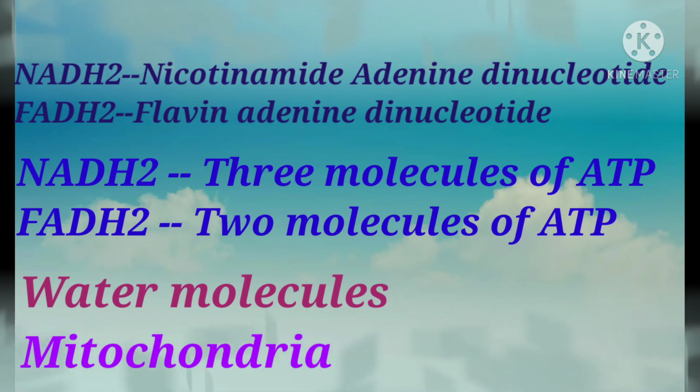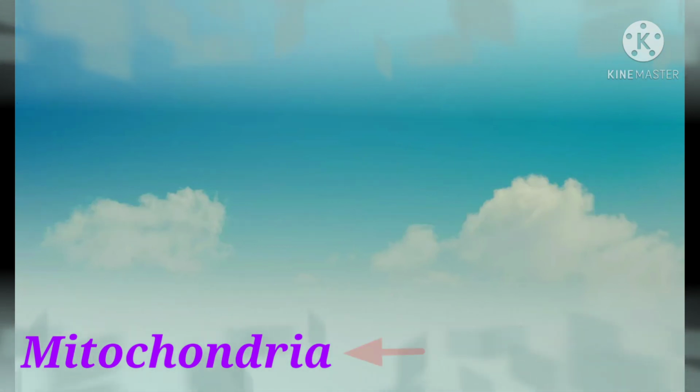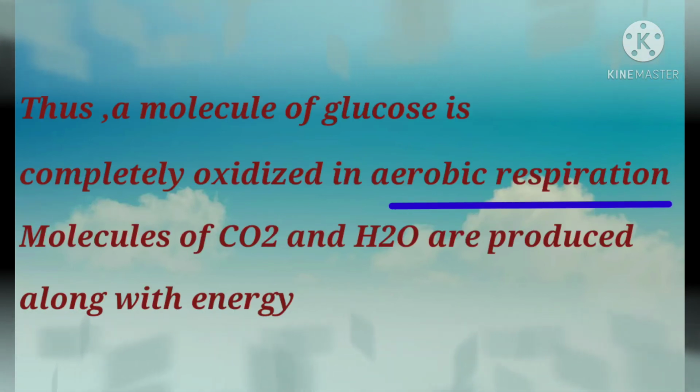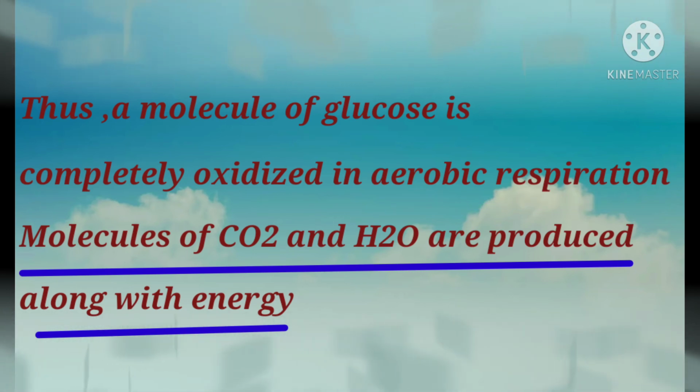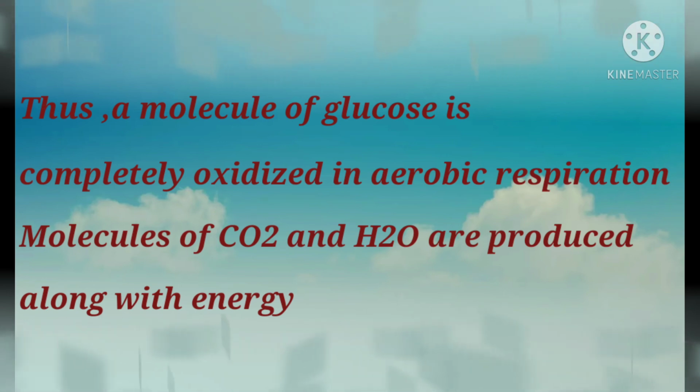In this way, a molecule of glucose is completely oxidized in aerobic respiration and molecules of carbon dioxide and water are also produced along with this energy. In this way, during glycolysis, tricarboxylic acid cycle, electron transfer chain reaction, step by step, the glucose is completely oxidized during this aerobic respiration and energy is produced in living organisms.